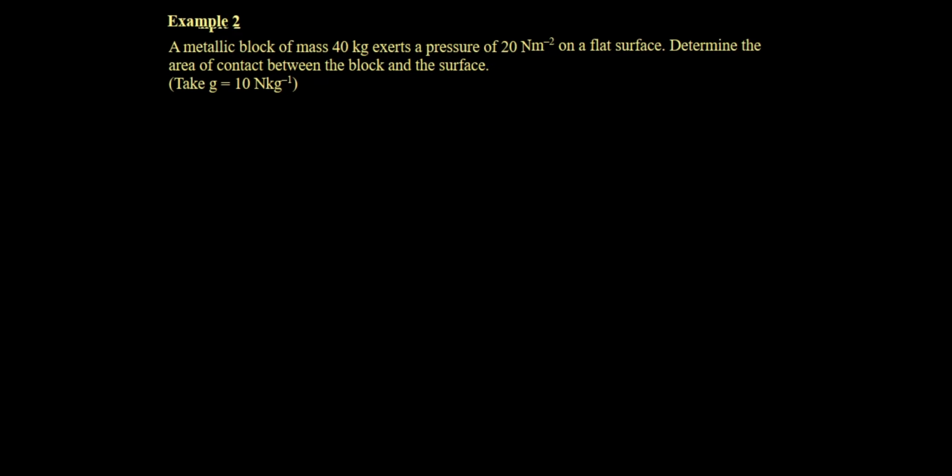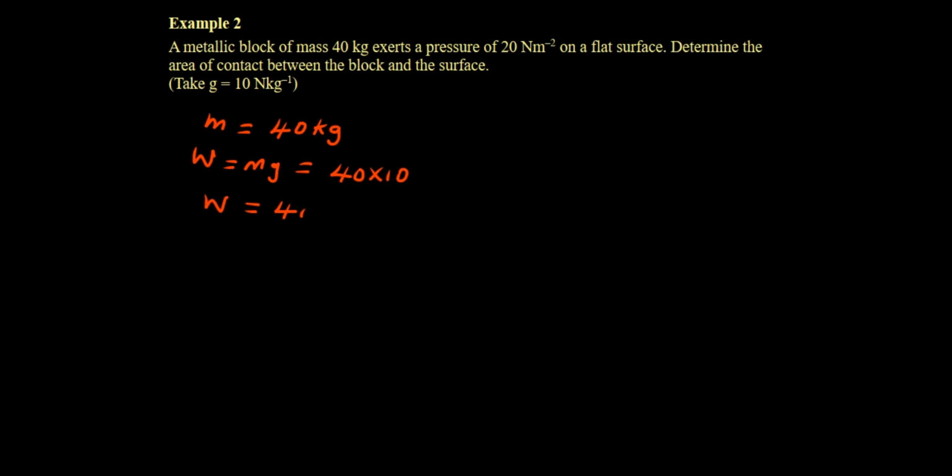Example 2. A metallic block of mass 40 kg exerts a pressure of 20 newtons per square meter on a flat surface. Determine the area of contact between the block and the surface. So the mass is 40 kgs. That means the weight is mass times gravity, which is 40 multiplied by 10. The weight is 400 newtons.